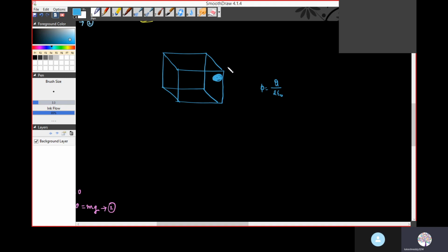Or else we can argue this way: Gauss law is for a closed surface, so to make it a closed surface we require one more cube. Keep that cube here, then it will be enclosed. Then for this one the charge enclosed is q by 2, so the flux is equal to q by 2 epsilon naught for this cube.